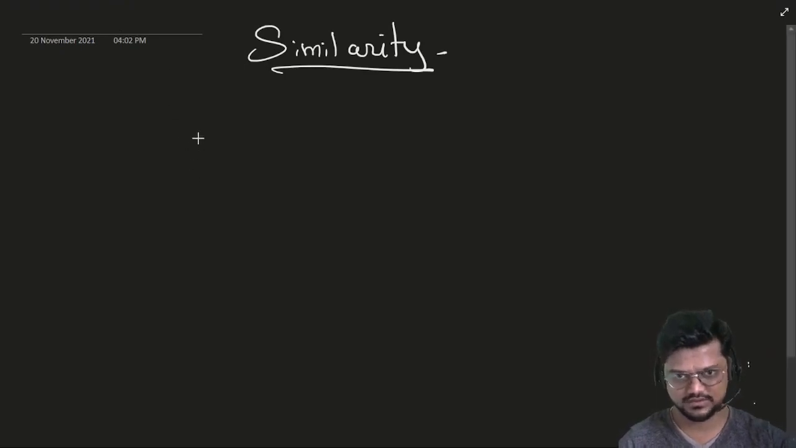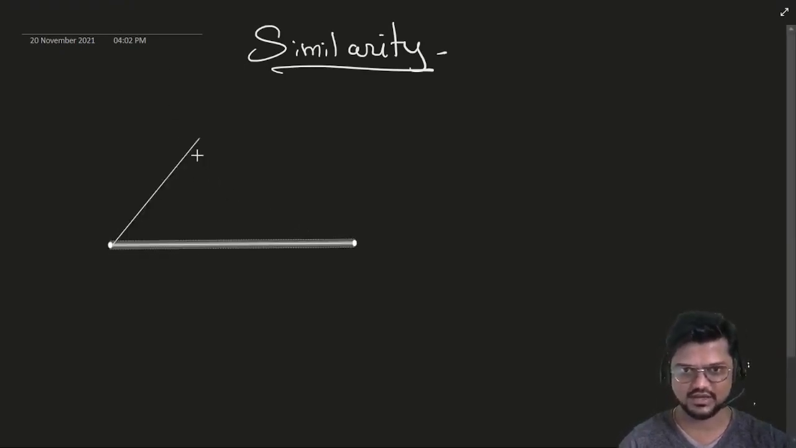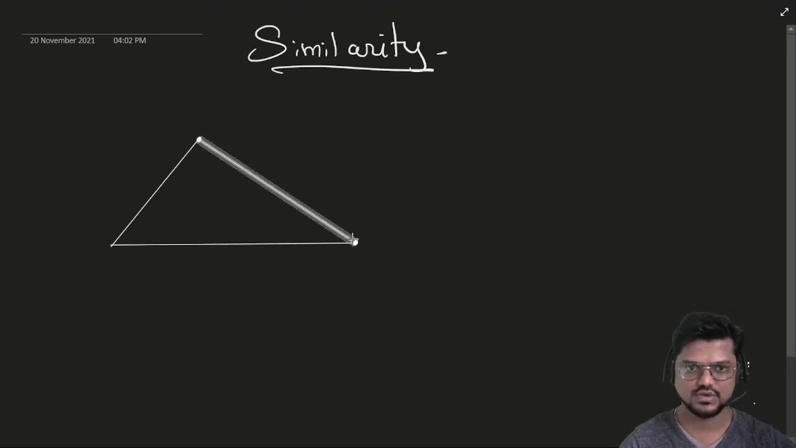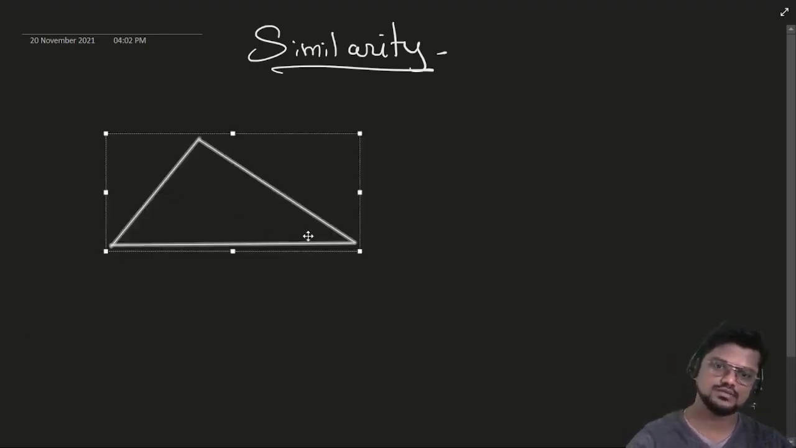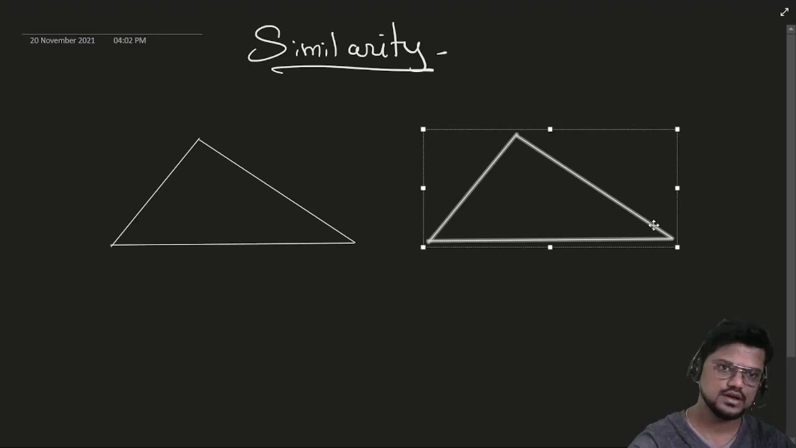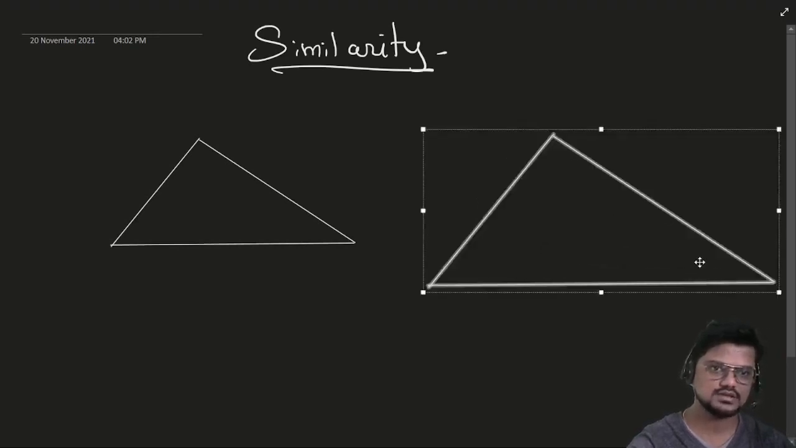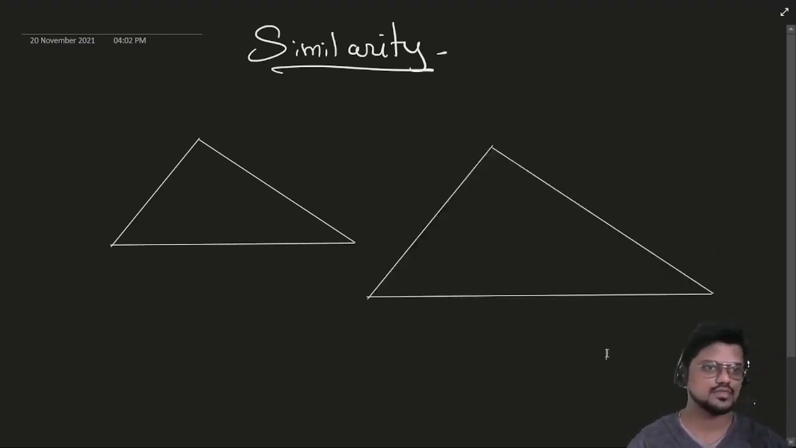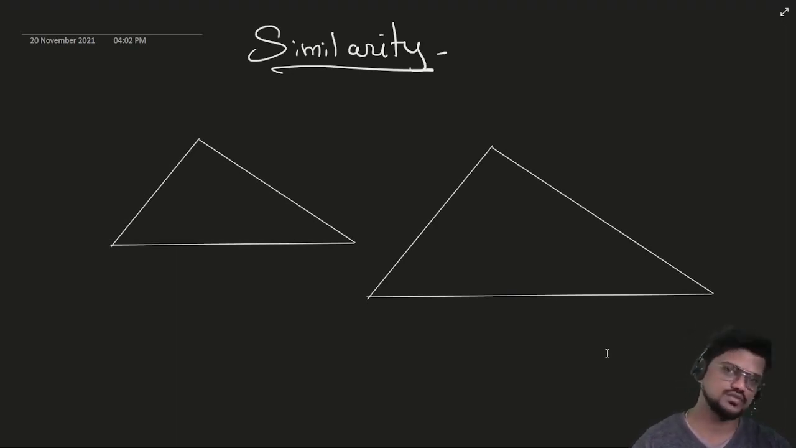Suppose I am drawing this kind of rectangle, okay, and this is one rectangle and this is another rectangle, I have enlarged this rectangle to some extent. Okay, what about these two triangles? Are these two triangles congruent or similar? These two triangles are similar because they both have the same shape. They both have the same shape, but the size of both of them is different.